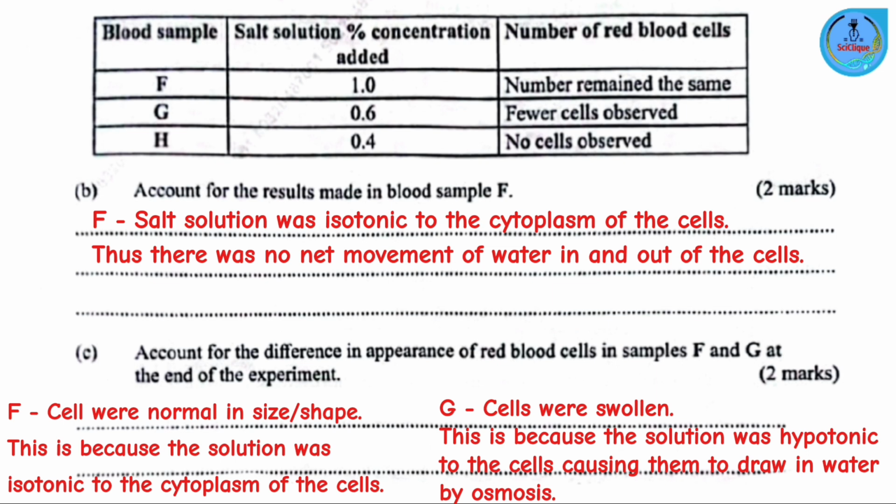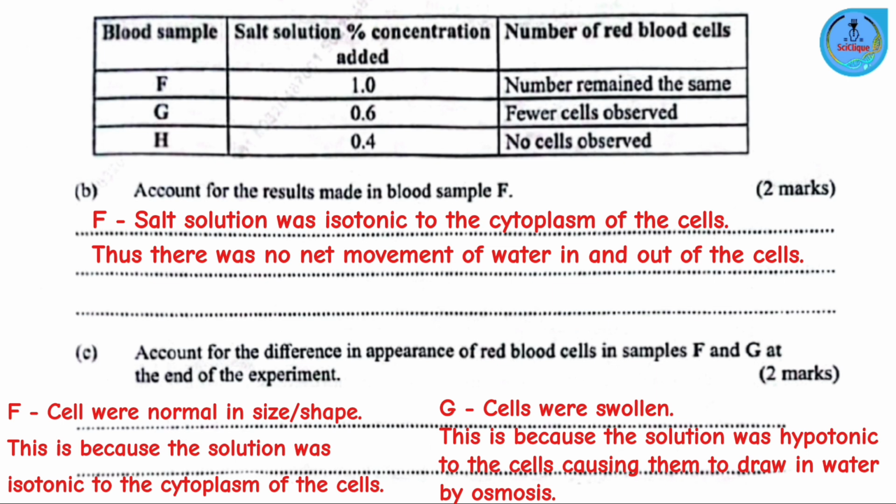So, kama mnakumbuka, tulisema water molecules will always move from hypo to hyper. So, if the salt solution was hypotonic, that means water molecules moved from the salt solution and into the cytoplasm of the red blood cells. So, the red blood cells took in water by osmosis, became swollen, and some of them burst. And that is the reason why fewer red blood cells remained at the end of the treatment.